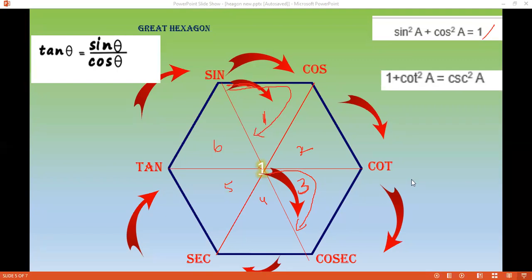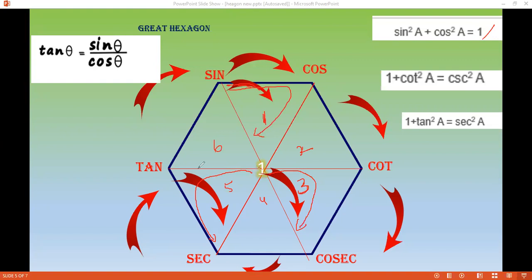Now we leave the fourth triangle and observe the fifth triangle. Observe the arrow mark like this: 1 plus tan square A is equal to sec square A. What is that? 1 plus tan square A. You start with 1.